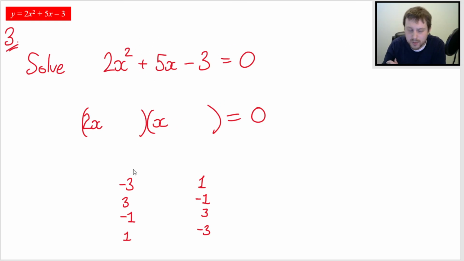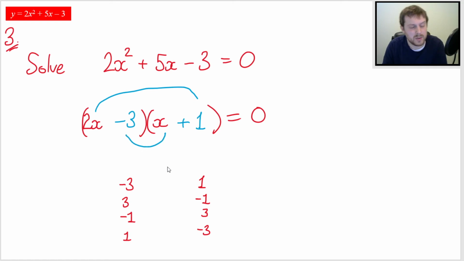So let's just see which one works. I'm just going to show you this kind of a long-winded way. You could try to do this in your head or just try to do it a bit faster. I'm just going to show you how you can check, right? 2x times 1, that's 2x, and then -3x would be -x. So that's not 5x, so that doesn't work. So it's not this first one.